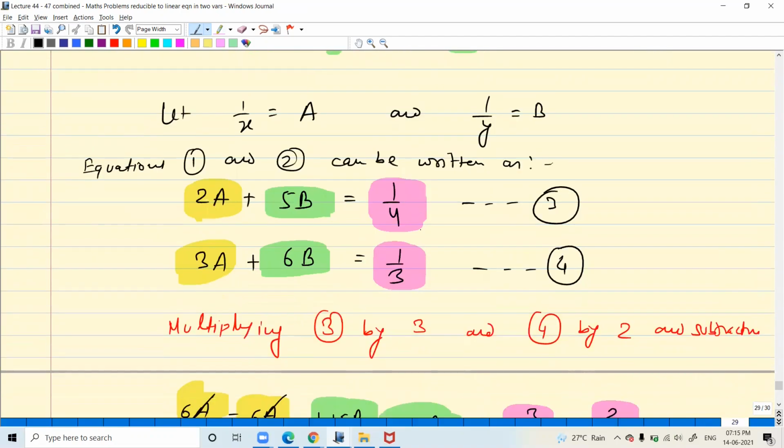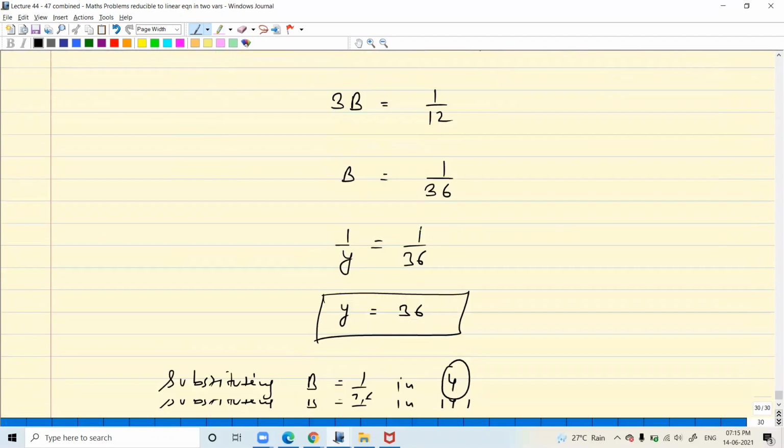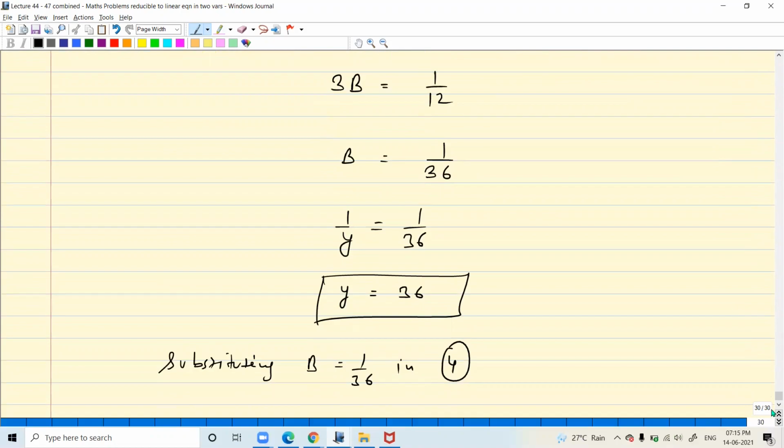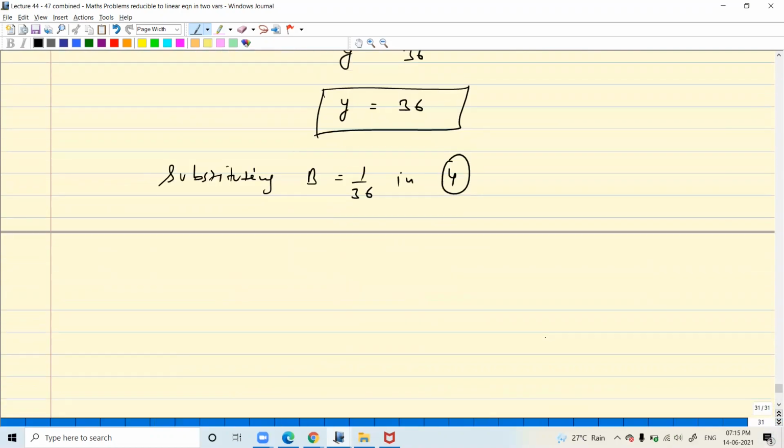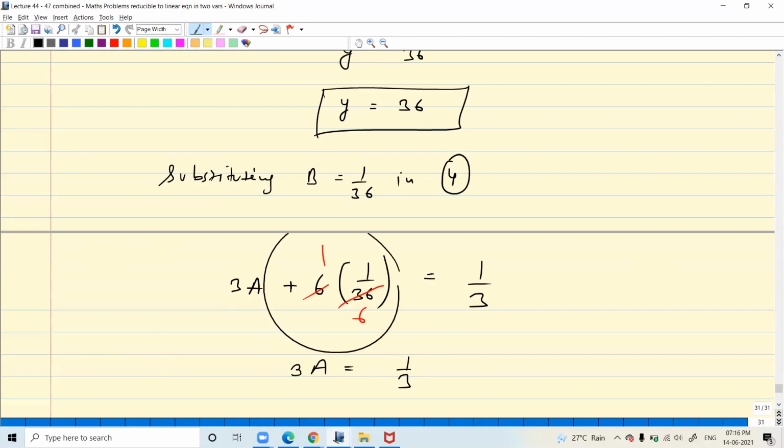Yeah, so the fourth equation was 3a plus 6b is equal to 1 by 3. So 3a plus 6b, in place of b, we will write 1 by 36, is equal to 1 by 3. So 6 and 36, the sixes get cancelled. Then 3a is equal to 1 by 3. Send this 1 by 6 to the other side, so it will become minus 1 by 6.